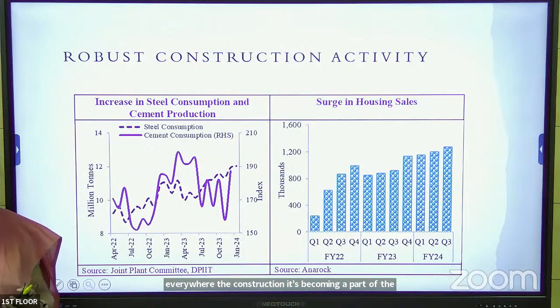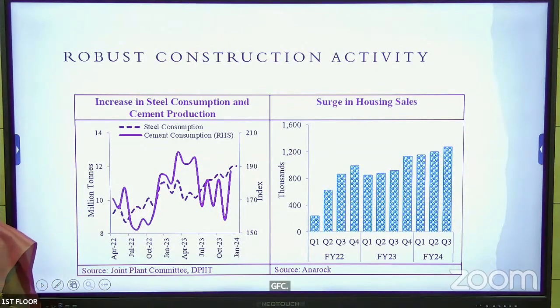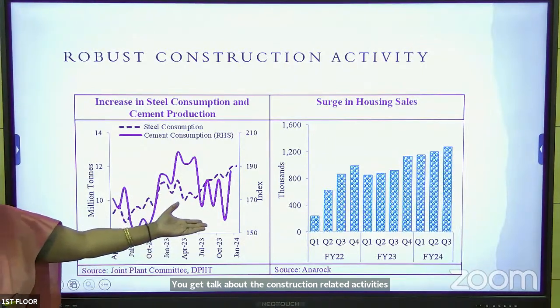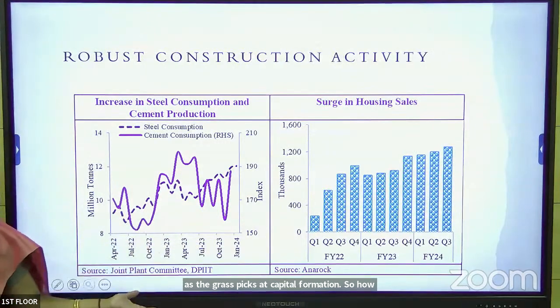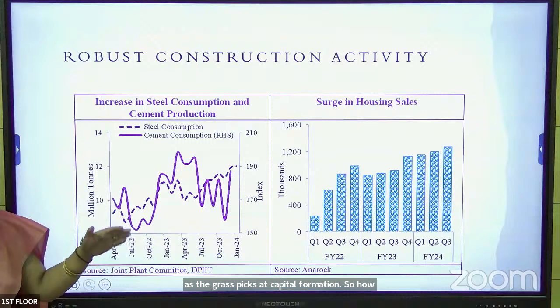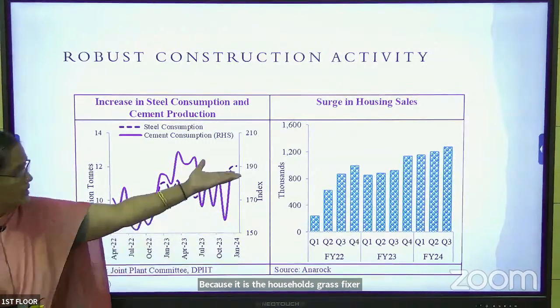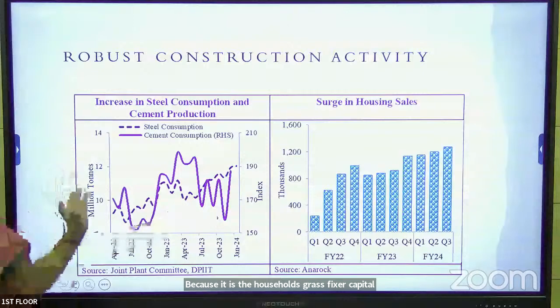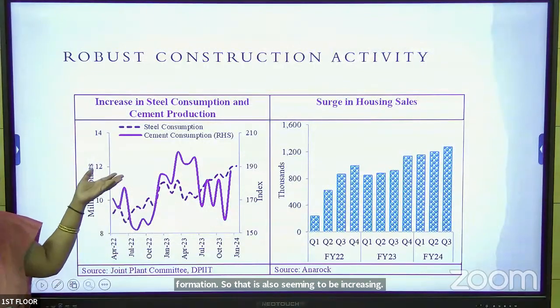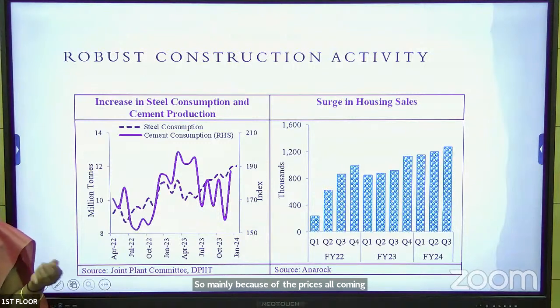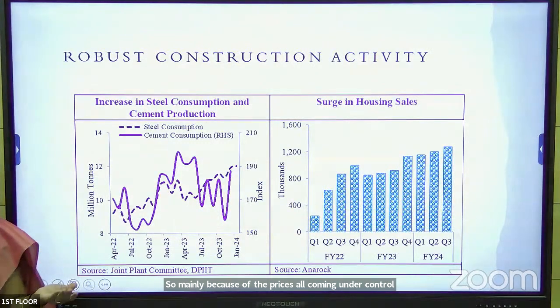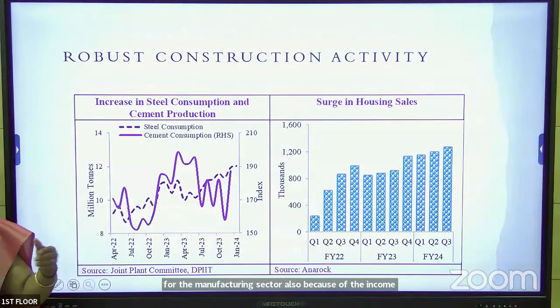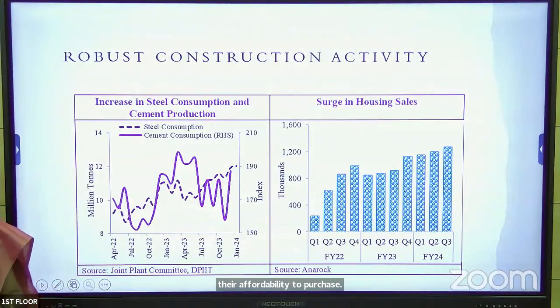If you want to look at it from another perspective, you can look at agriculture, the primary, the secondary, the tertiary sector. Everywhere, you can talk about construction related activities as gross fixed capital formation. So housing sales, why is it taken so much into consideration? Because it is the households' gross fixed capital formation. That also seems to be increasing, mainly because prices are coming under control for the manufacturing sector, and also because the income level of the people is better, which gives them the affordability to purchase more houses or more assets.